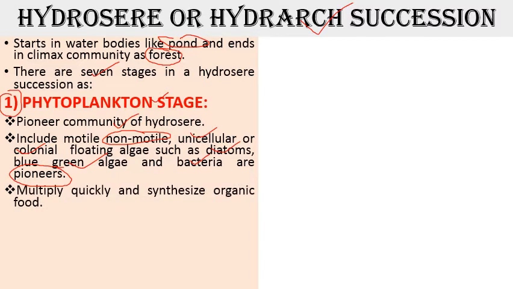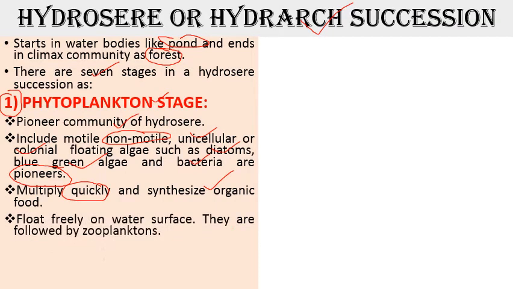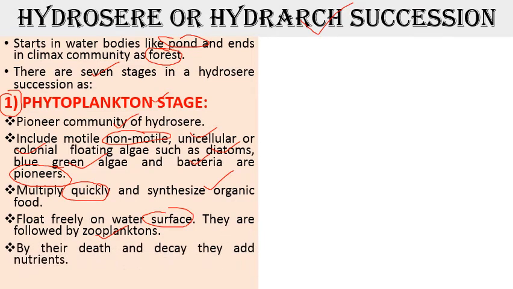They have some special properties, like they multiply quickly, synthesize their organic food with the help of photosynthesis and float freely on the surface of water. They are followed by zooplanktons, jo ki feed karte hain phytoplanktons pe. By the death and decay of these phytoplanktons and zooplanktons, they add certain nutrients to the water, jisse nutrient ka level water mein thoda increase ho jata hai. And by the splash of water, jo soil hai saath wali, wo bhi water body ke base mein aati hai, which increases the level of soil in this water ecosystem.